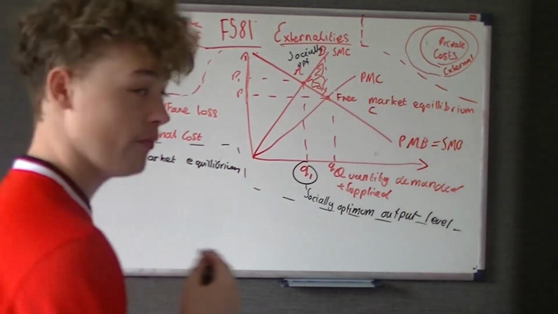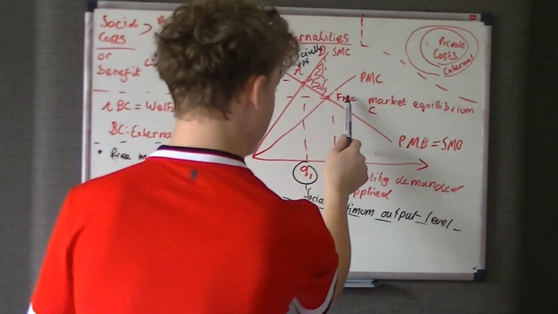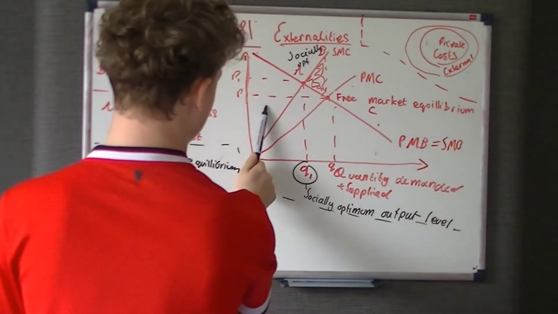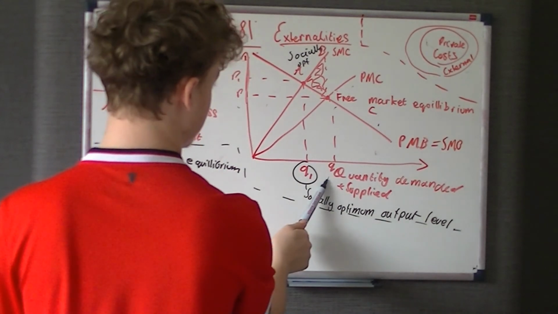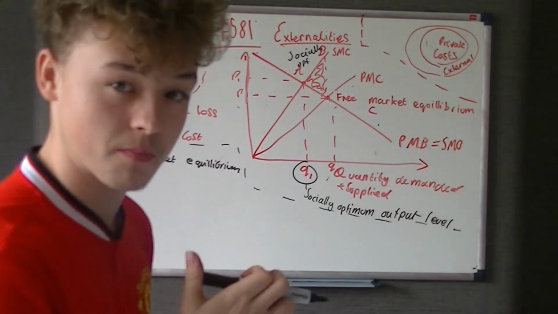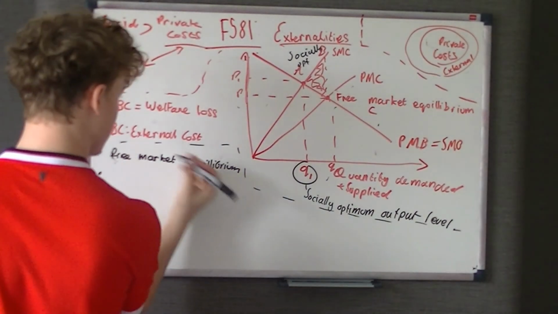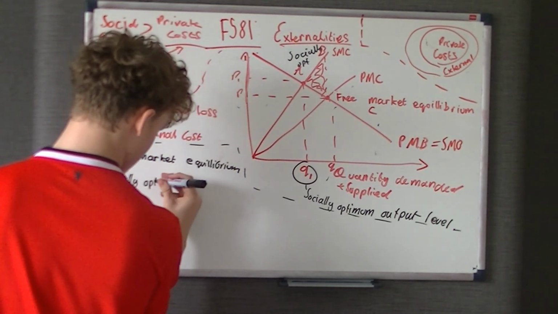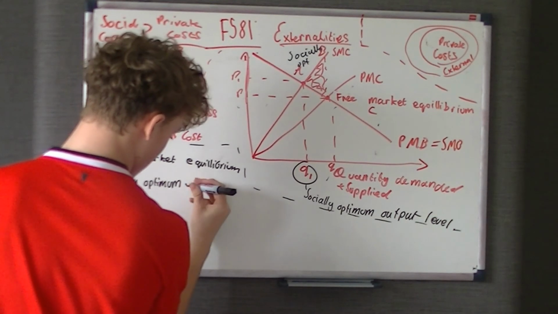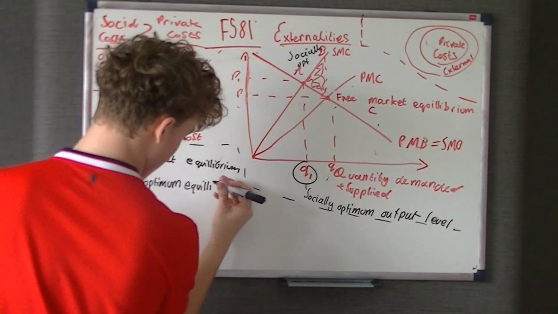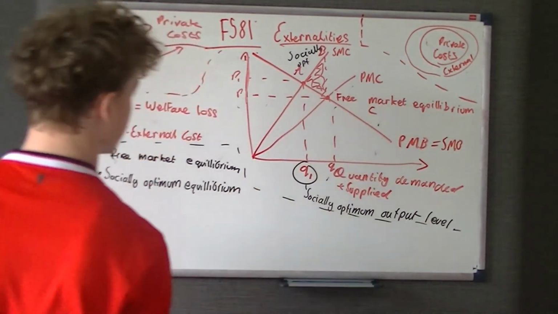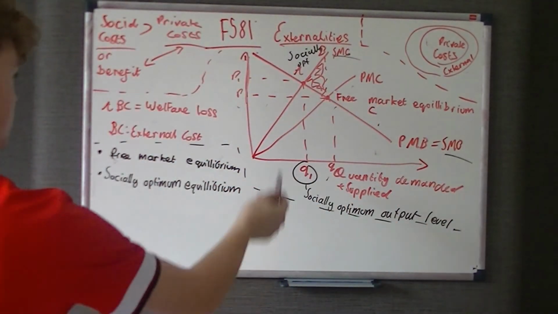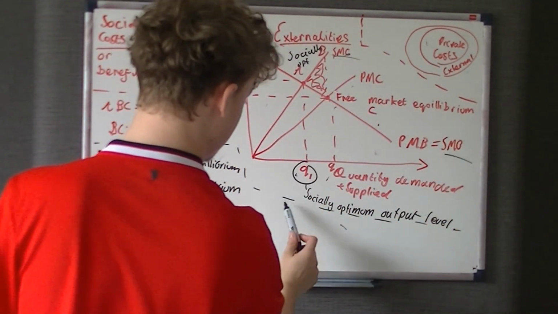For the free market equilibrium paragraph, you say where the private marginal cost curve intersects the private marginal benefit curve, it occurs at point C, and it corresponds to the price level P and a quantity demanded Q. So that's the basic for that paragraph. And then you talk about the social optimum. We say where this occurs, where the social marginal cost curve intersects the social marginal benefit curve, and that corresponds to the price P and quantity Q1, which is the social optimum output level.